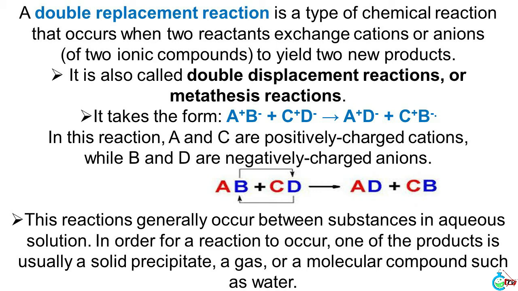It takes the form A+B- plus C+D- yields A+D- plus C+B-. In this reaction, A and C are positively charged cations, while B and D are negatively charged anions. These reactions generally occur between substances in aqueous solution. In order for a reaction to occur, one of the products is usually a solid precipitate, a gas, or a molecular compound such as water.